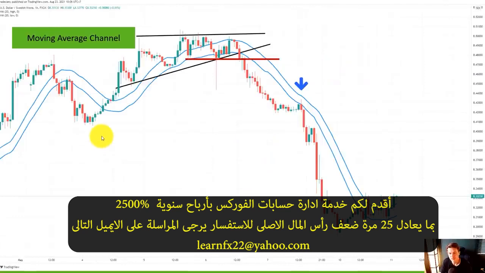And we can often combine the moving average channel with other setups. So here you can see we have a very nice channel. We have a triangle or a wedge. We have a support level. We wait for the market to break out of all of this. And then you can see you can use the moving average channel here to ride your trade all the way down.